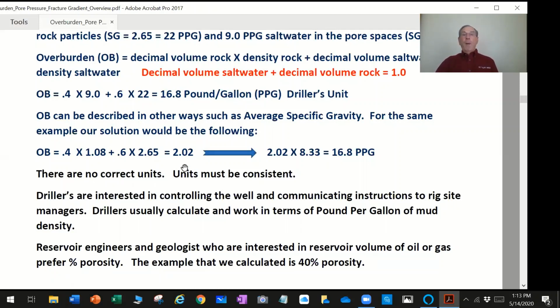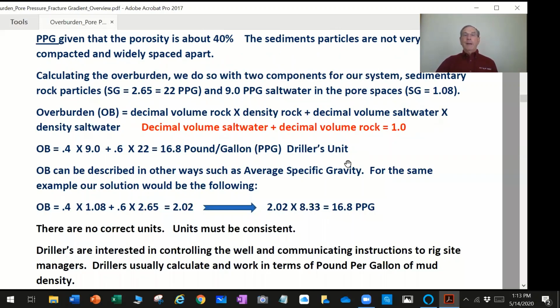Of course, we can go back and forth between specific gravity and pounds per gallon. If we multiply this average specific gravity of 2.02 times 8.33, which is fresh water, which has a specific gravity of 1, we get our same value back again, 16.8 pounds per gallon that we just calculated.